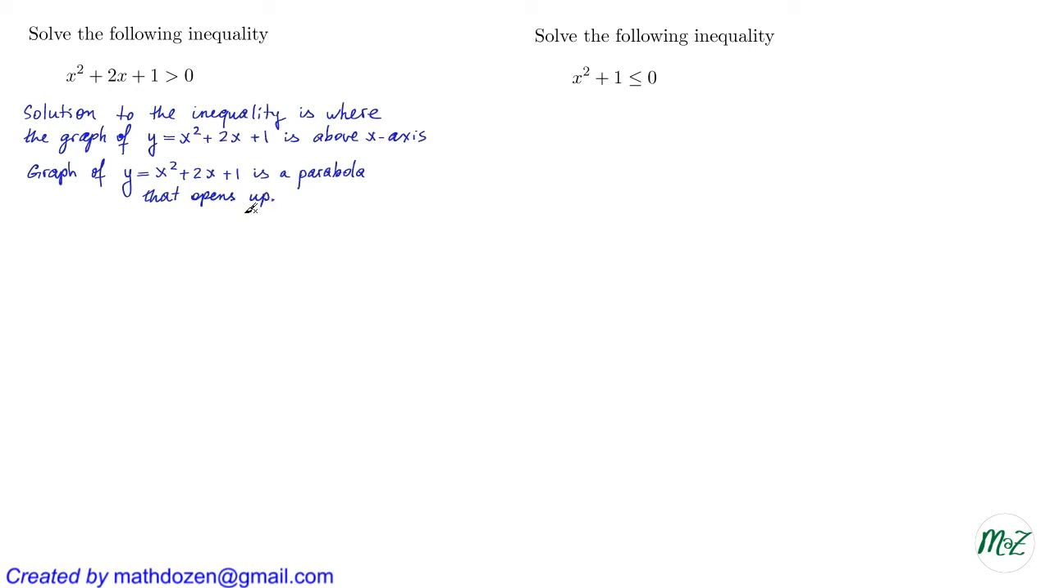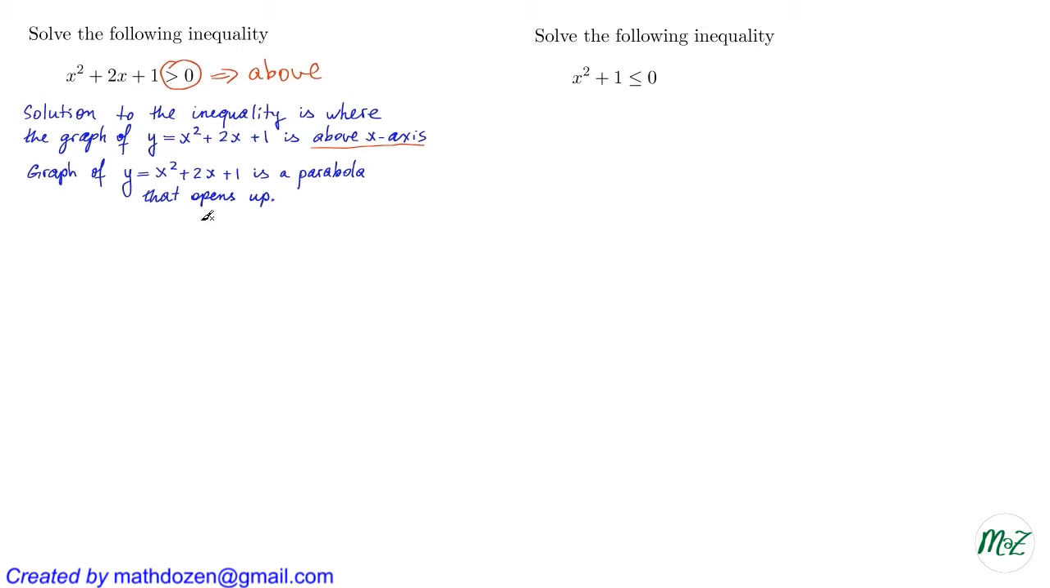And the parabola opens up because we have a positive x squared coefficient. And you're choosing the places where the graph is above x-axis because you have the greater than 0 inequality. So since you have greater than 0 inequality, you have the above x-axis statement.